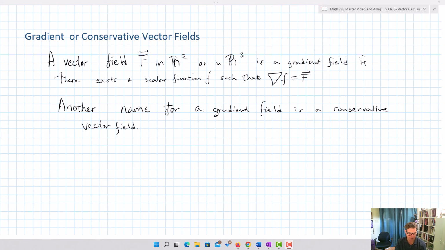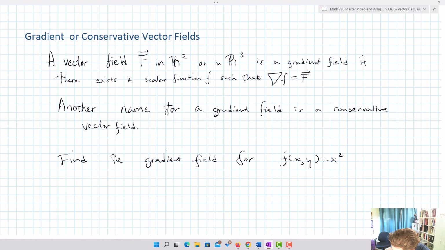Basically, if we have a conservative vector field, then we can derive what's called a potential function, right? We can figure out what f is coming in from big F. So, for example, we want to find the gradient field for f of x, y equals x squared y squared. So it's actually pretty simple. All we're going to do is go find the gradient.